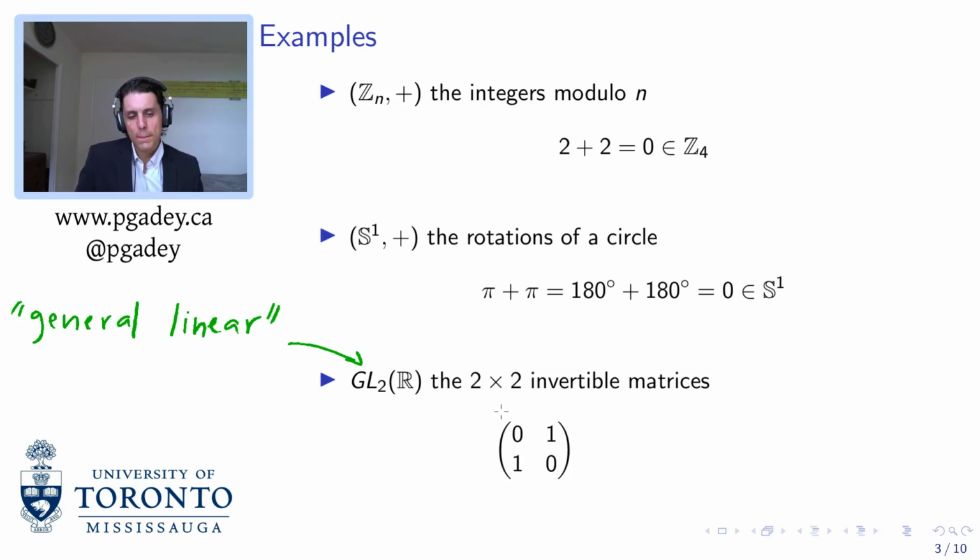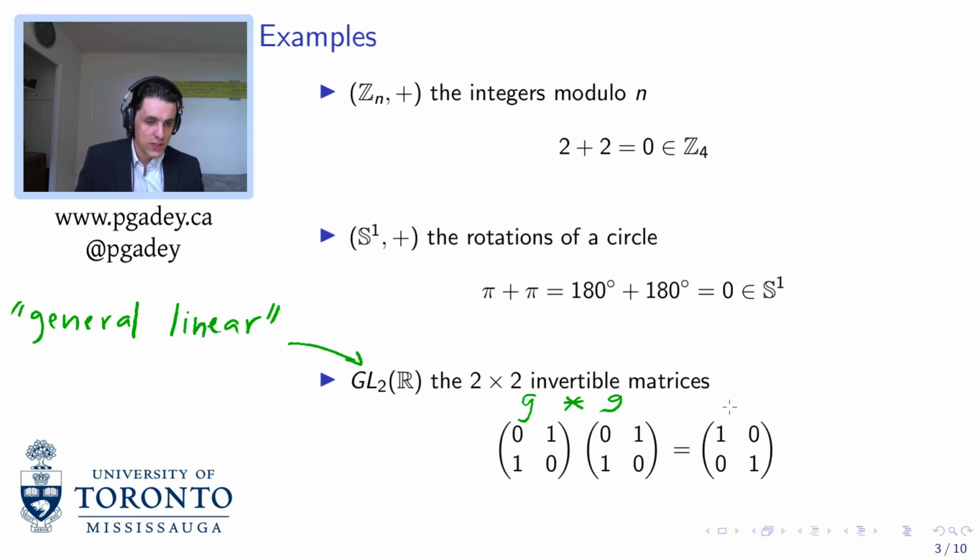So let's pick an element. We've got something like 0, 1, 1, 0. That has determinant -1, so it's definitely invertible. We'll multiply it by itself. So we're saying G star G. And now when we multiply this by itself, we get the 2 by 2 identity matrix in our group.